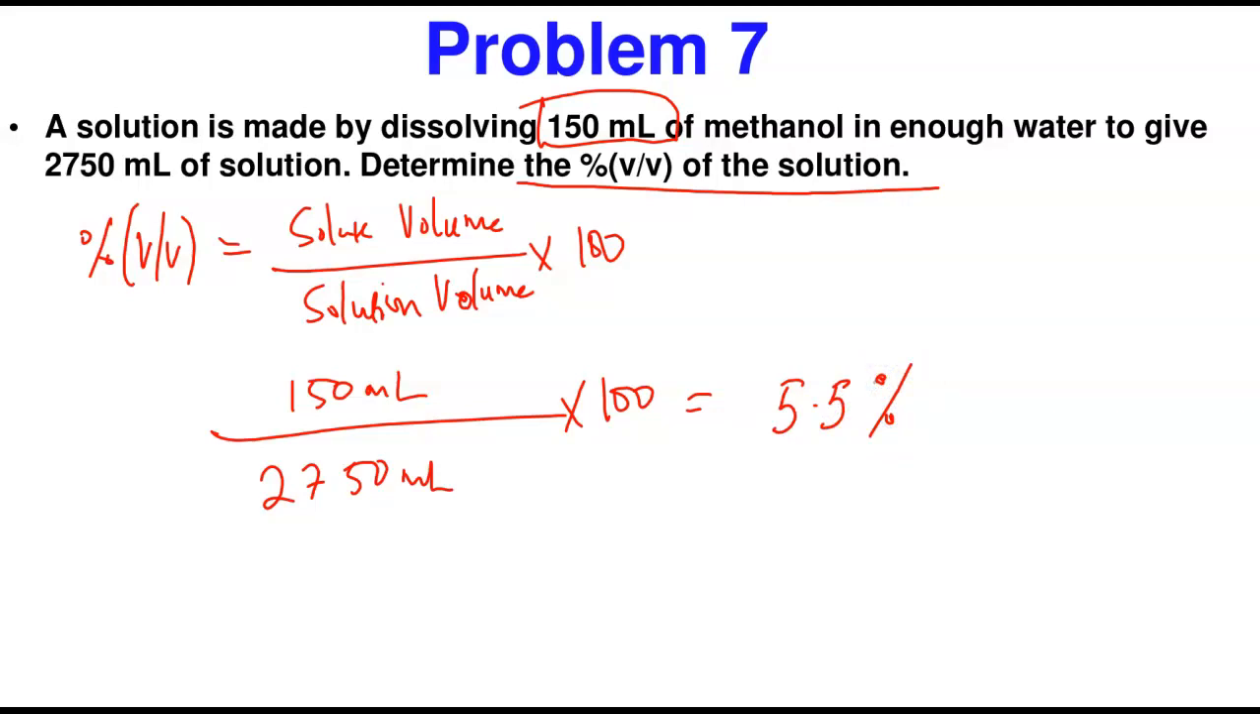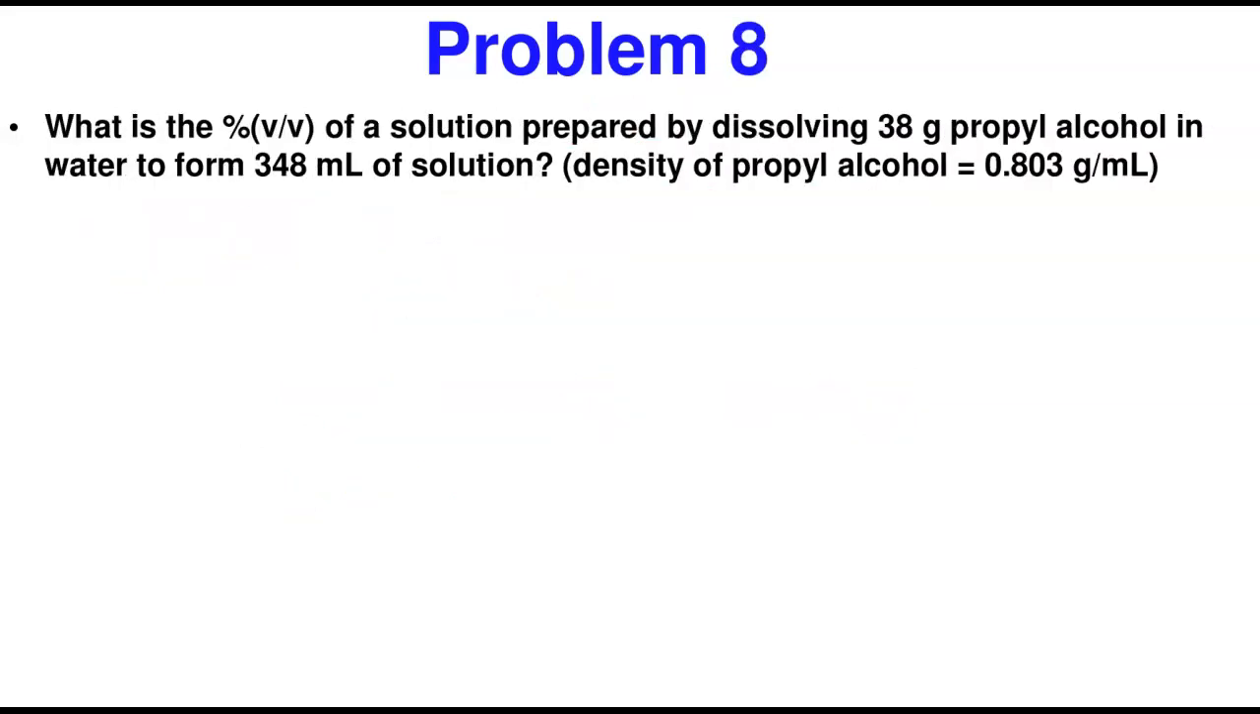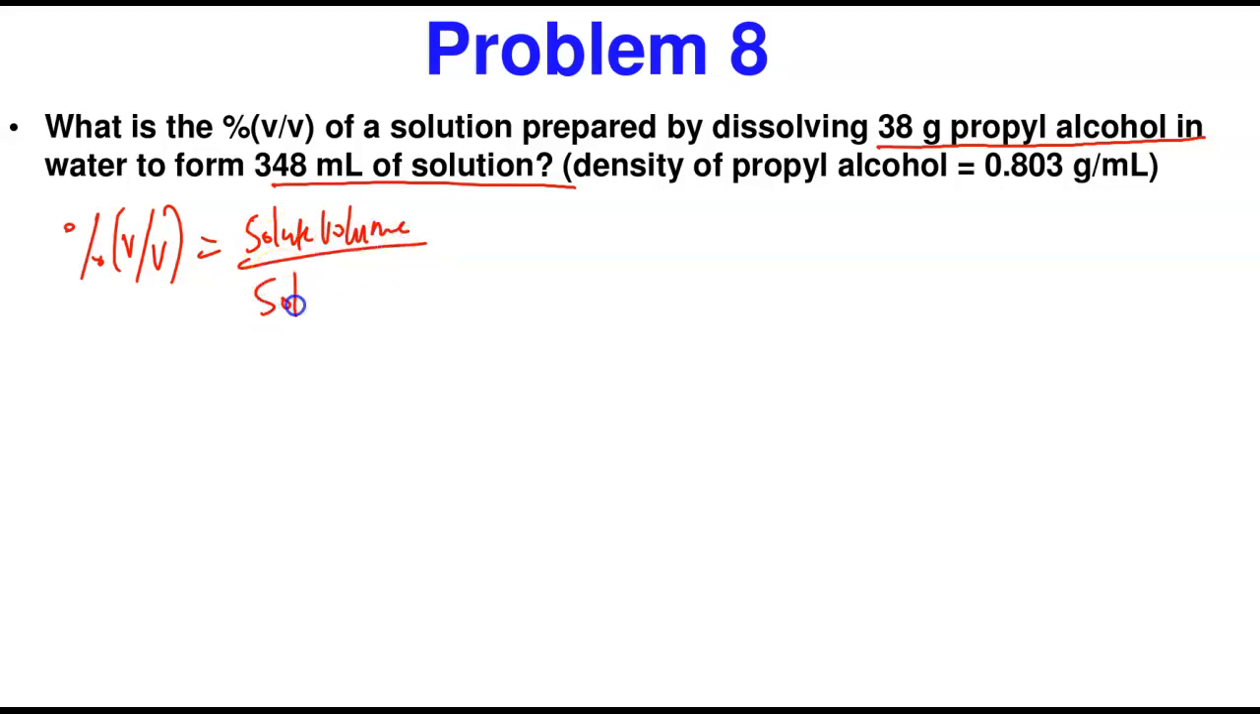Always feel free to pause this video and try out these problems yourself and get back to them and check them for comprehension. The next problem, problem 8. It says, what is the percentage volume by volume of a solution prepared by dissolving 38 grams of propyl alcohol in water to give this volume of solution? So we're looking for percentage what? Volume by volume. Of course, this simply means solid volume over solution volume times 100.